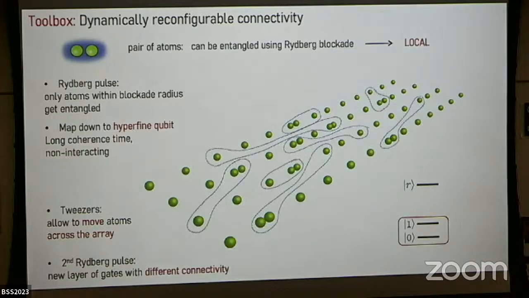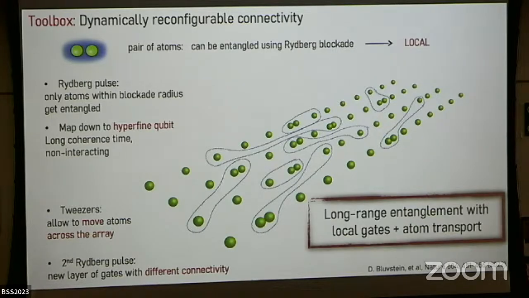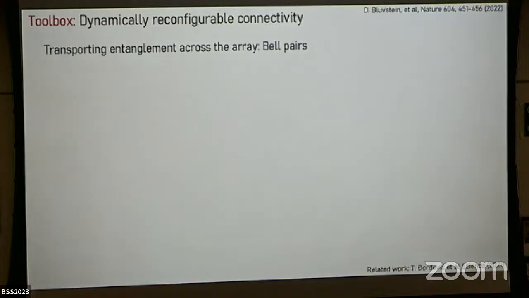So now you map down again, and now you have achieved long-range connectivity just by doing this sequence of local gates plus atom transport. Okay, is this clear? Okay, so this was a very interesting new tool that we developed last year.